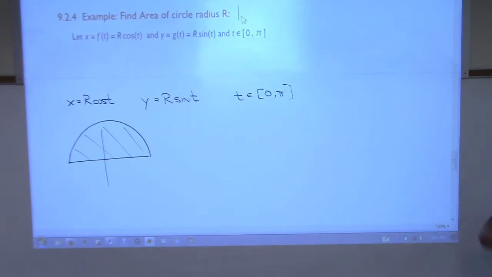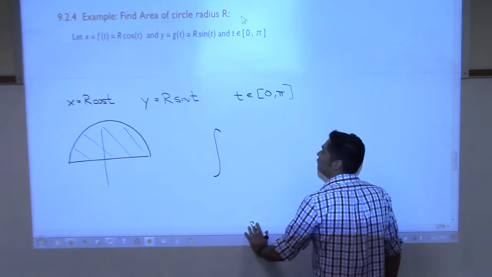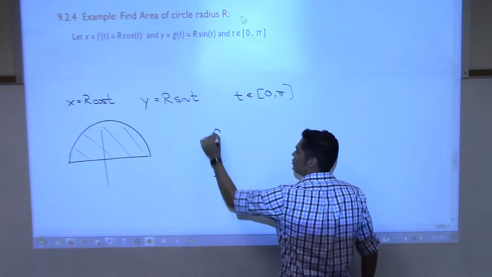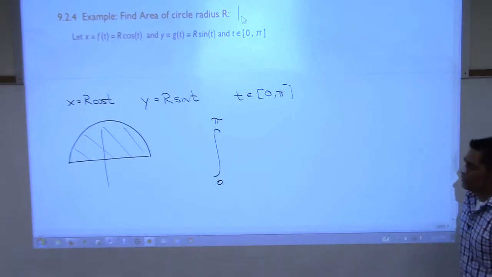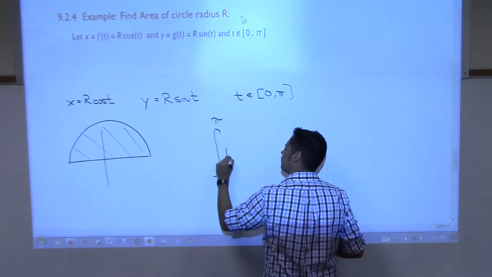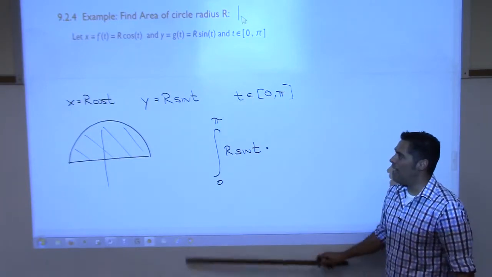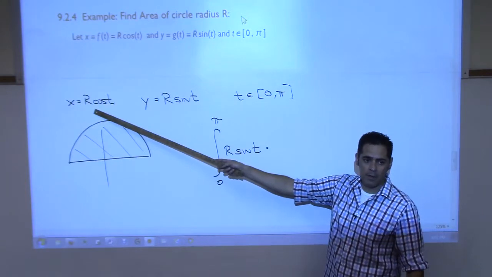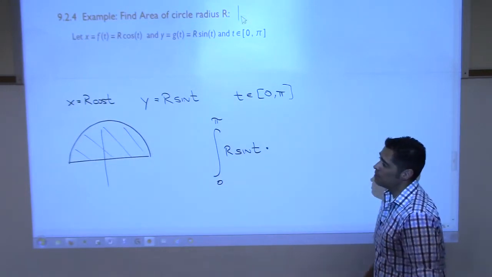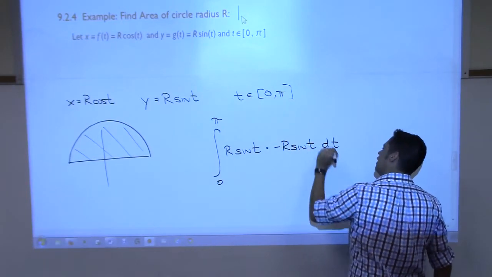Whatever my answer is, I'm going to double it. All right, let's play the game. Integral from where to where? Alpha to beta, which is our restrictions on t, so 0 to pi. Next piece, g of t, right? What's g of t for us? R sine t. Okay, times, now the derivative of f. This is our f function, right? So the derivative of that is negative capital R sine t dt.